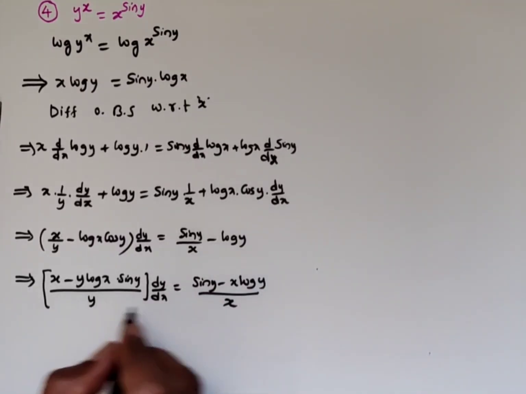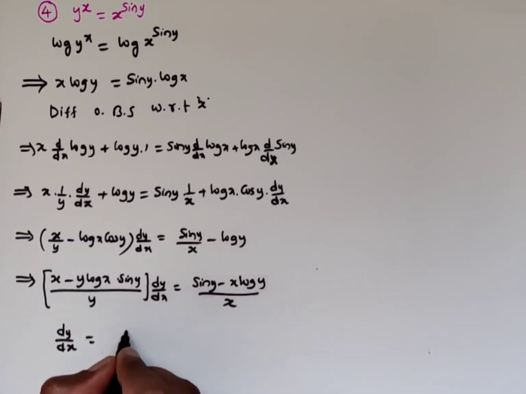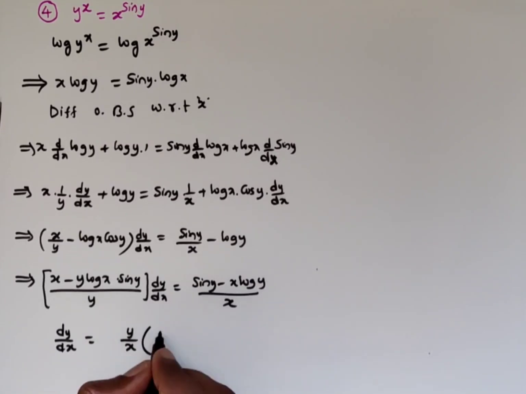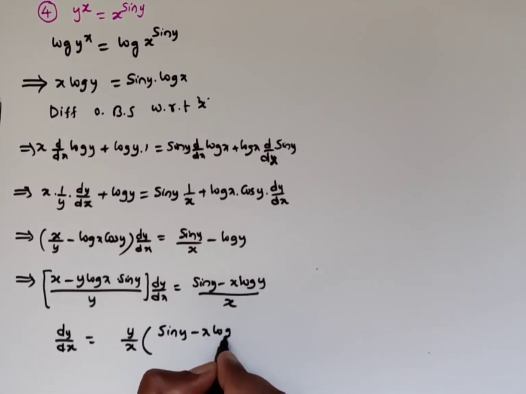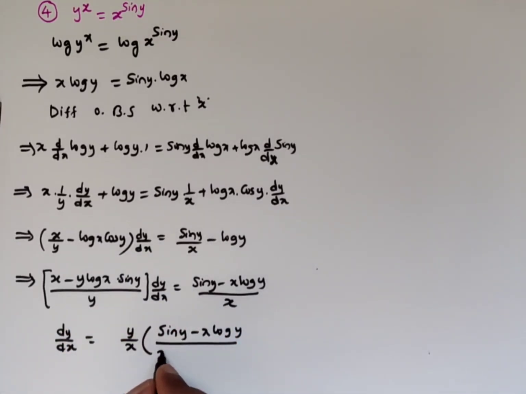Now separate dy by dx. So dy by dx is equal to, by cross multiplication of the y, finally y by x, and this is x into sin y minus x into log y by the denominator, x minus y into log x into cos y.